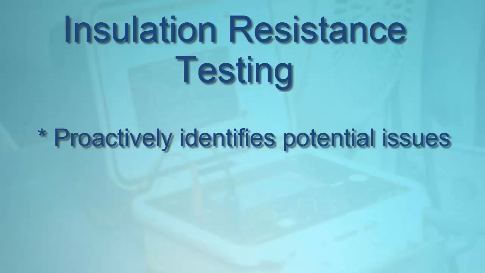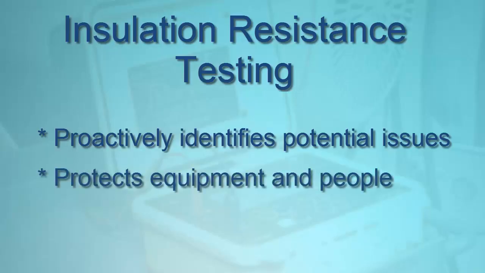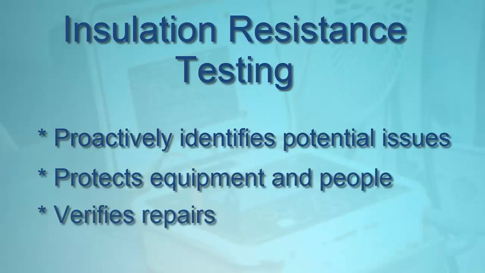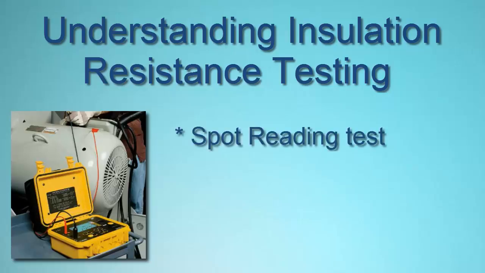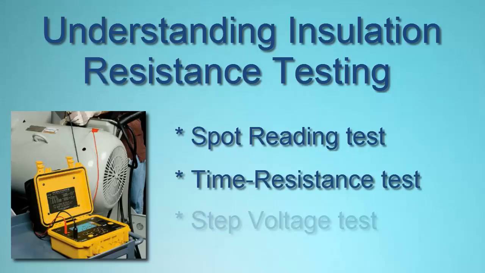Insulation resistance testing helps ensure personnel safety and optimal operation of equipment. It also helps to validate the quality of repairs that may be required before the instrument is put back into operation. In this video, we discuss three commonly used methods for testing insulation resistance: the spot reading test, the time resistance test, and the step voltage test. These three tests are used primarily to test motor, generator, cable, and transformer insulation. To perform these tests, you will need a Micro-Ohmmeter with a timed test function.